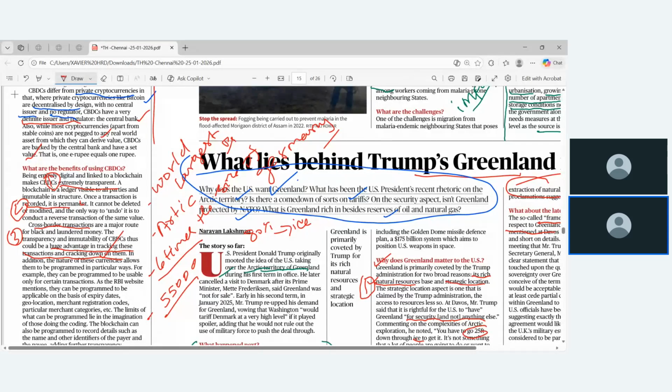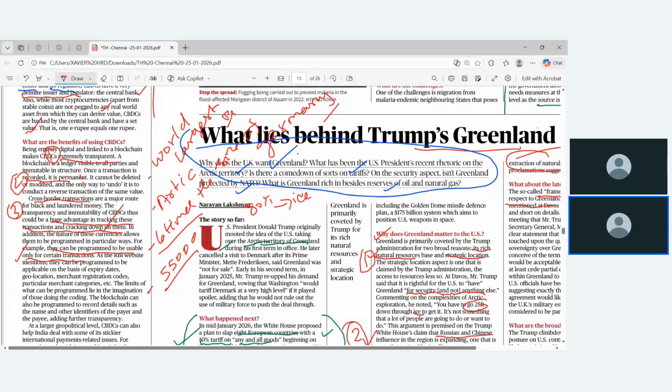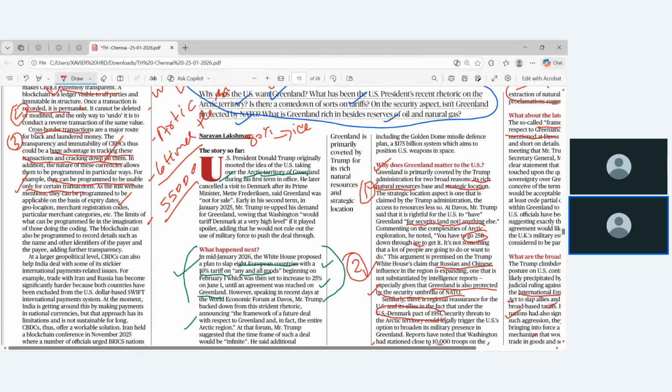Another nature of this currency is that it allows them to be programmed in a particular way. For example, they can be programmed to be usable only for certain transactions, not for all. The program can have an expiry date, geolocation, merchant registration code, which can be programmed through coding. And the blockchain can also be programmed to record details such as the name and other identifiers of the payer and payee, adding further transparency.